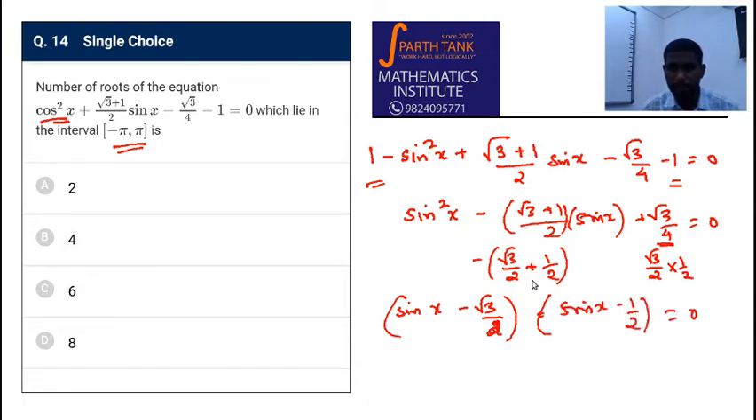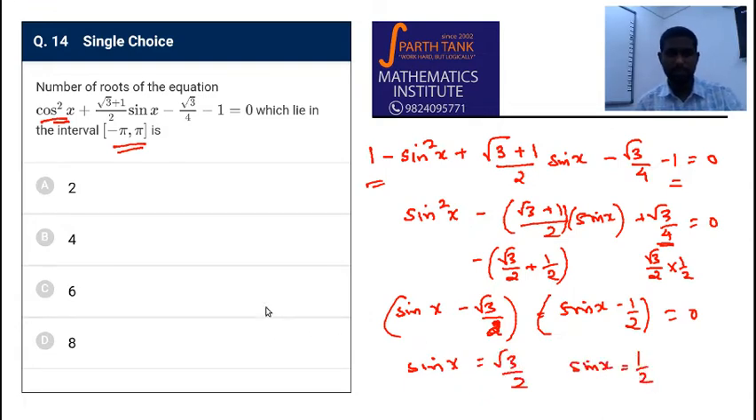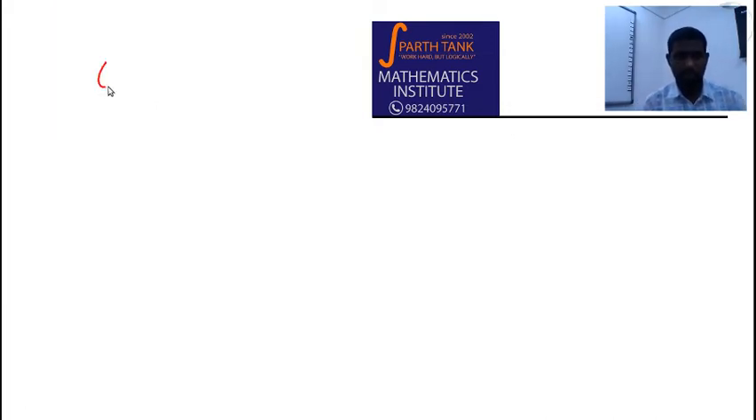Understood? The sum of these two should be (root 3 plus 1) by 2 and the product of those two should be root 3 by 4. So this would give me sin x is root 3 by 2 and sin x is 1 by 2. Now using these, let us determine how many solutions we have in this given interval. So the interval given is minus pi to pi.